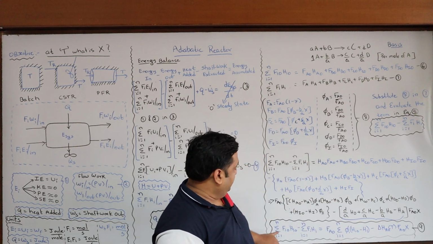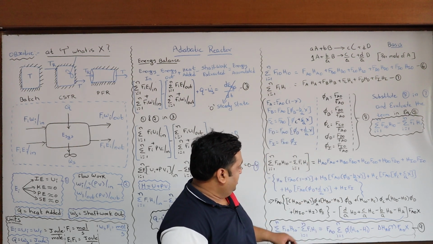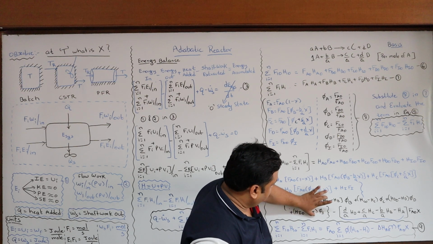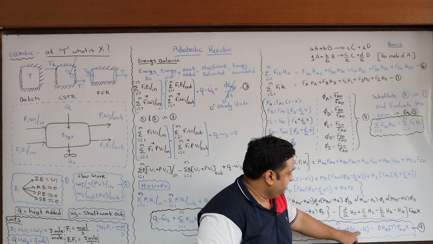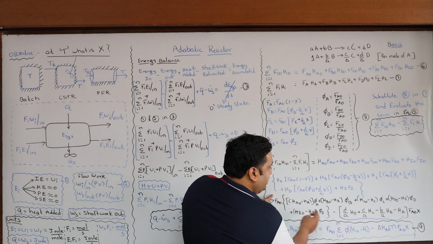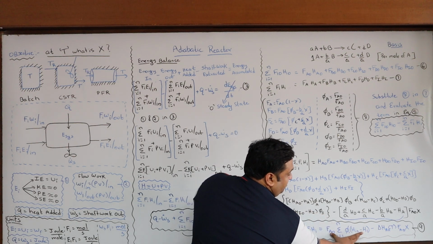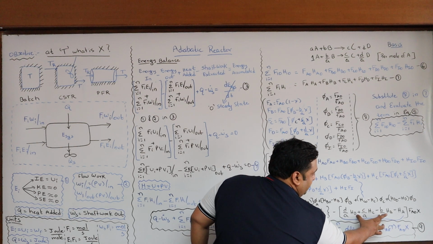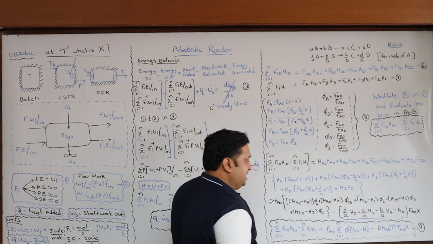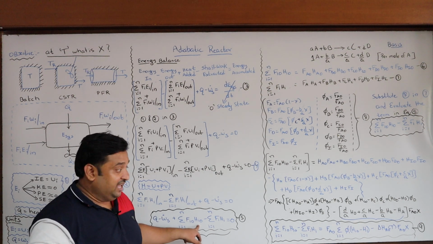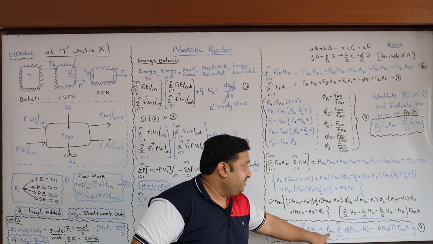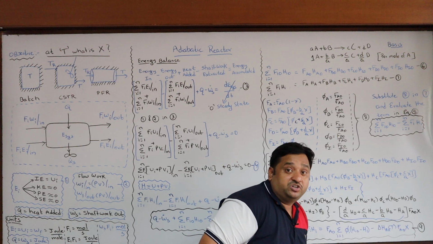This is nothing but Fa0 into sigma i equal to 1 phi i into Hi0 minus Hi. That means from here to here I kept it in only one sigma. This particular term I have written as it is. Now you can see here only enthalpy terms are there, in terms of Fa0 and conversion.